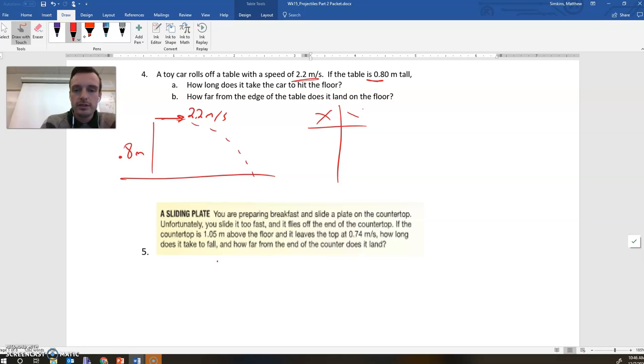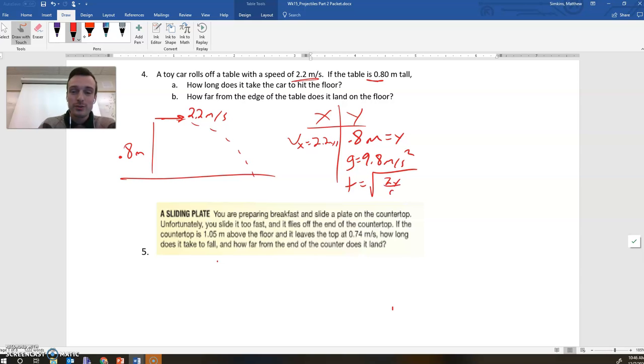I'm going to hit the gas a little bit since you guys have seen a few of these. So our Vx is 2.2 meters per second, and our Y is 0.8 meters. I got to write equals Y if I want to be a good physicist. And then, of course, we know our G. In this case, we know more about the Y direction than we do the X direction. Therefore, we're going to solve for time in the Y direction. Square root of 2y over G.